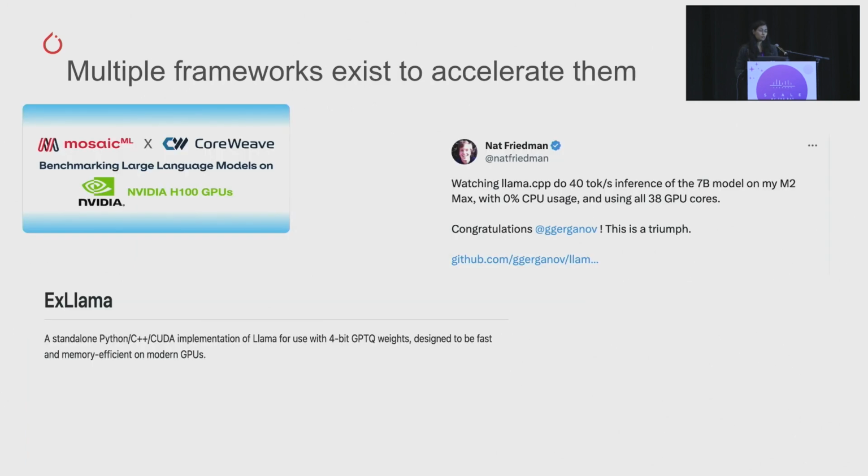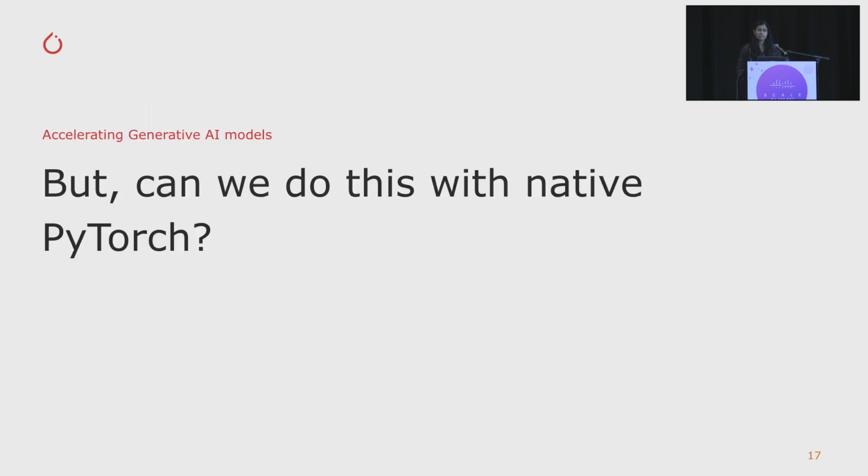And as with any new model released, the community wants a way to run it efficiently on different hardware. The generative AI landscape is no different. From llama.cpp to frameworks like MosaicML or ExLlama, we have many different options of frameworks that have been built to run these models faster during inference. But can we do this with native PyTorch without having to rely on external frameworks? So I'd now like to walk through some techniques that you can use in PyTorch to accelerate these models.